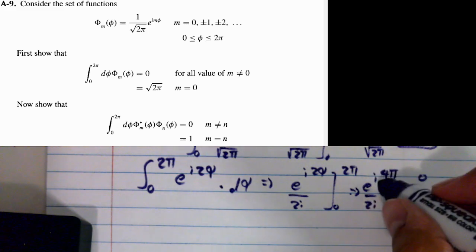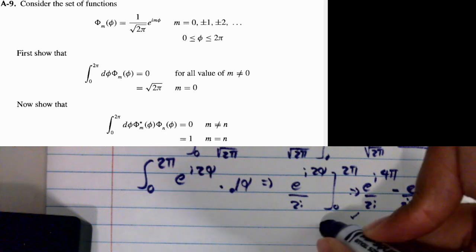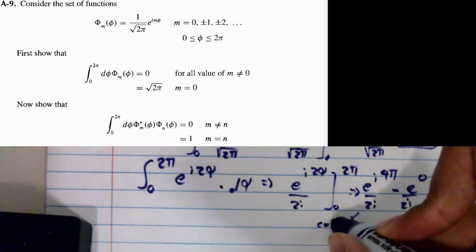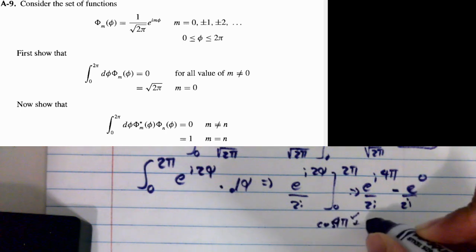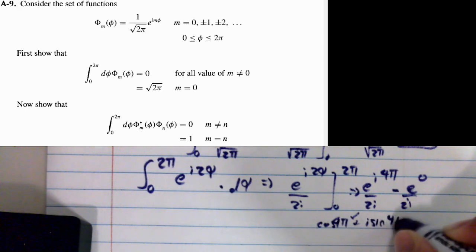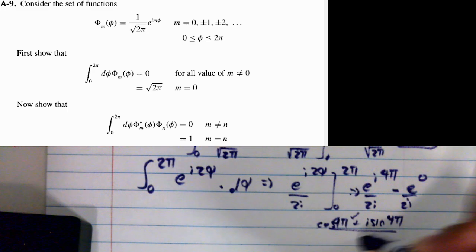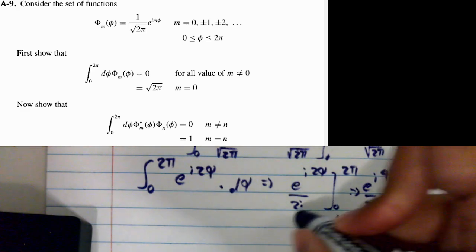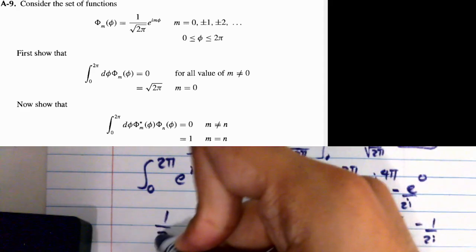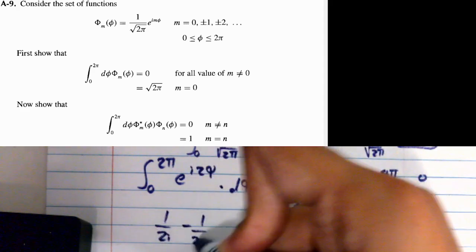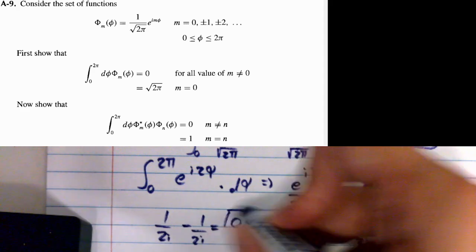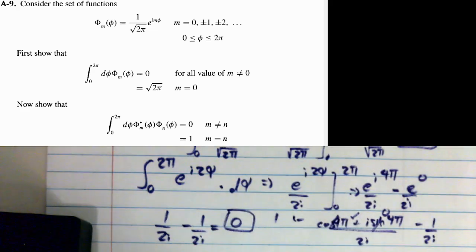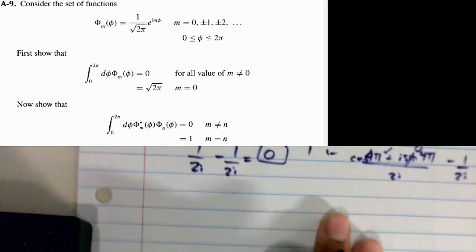e to the 4 pi is cosine 4 pi plus i sine 4 pi over 2i minus 1 over 2i. The sine cancels out, 0. This is just 1. You can see how it's 1 minus 1 all over 2i is equal to 0. Makes sense to me.